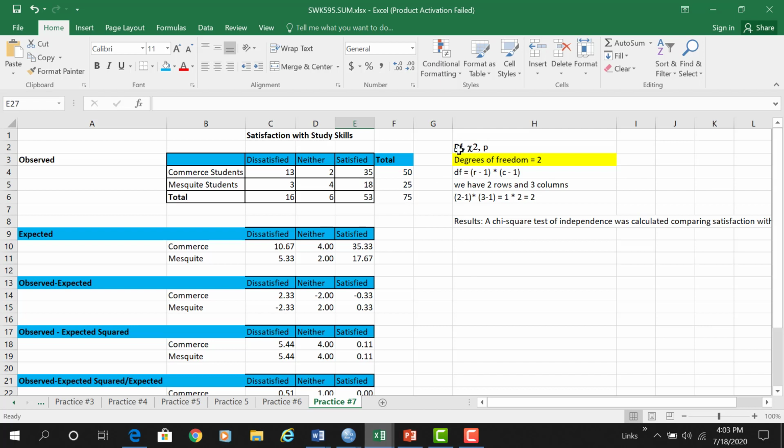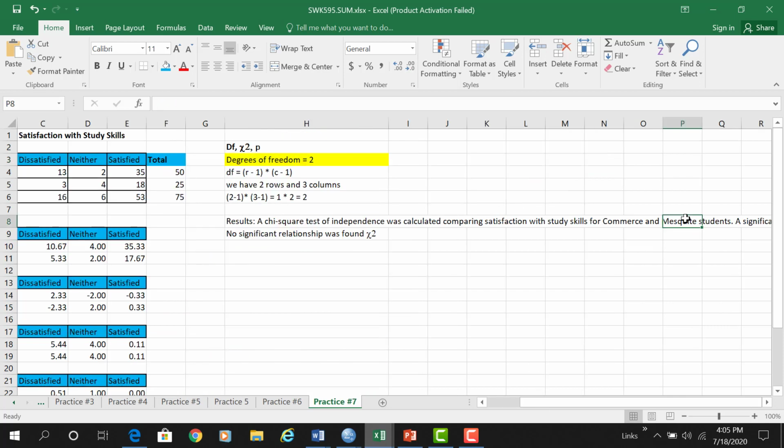So then to write up our results, we need several pieces of information. We're going to need the degrees of freedom, the chi-square statistic, and the p-value. The degrees of freedom has a formula: the number of rows minus 1, times the number of columns minus 1. We had 2 rows and 3 columns. So 2 minus 1 times 3 minus 1 equals 1 times 2, which is 2. So our degrees of freedom is 2.